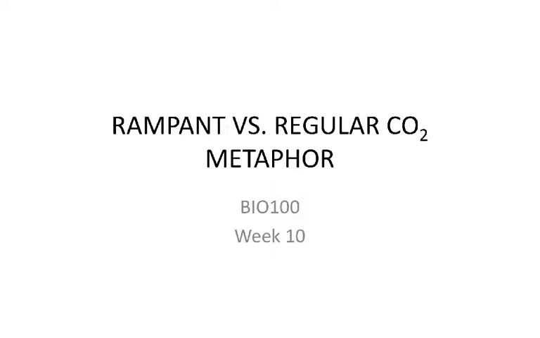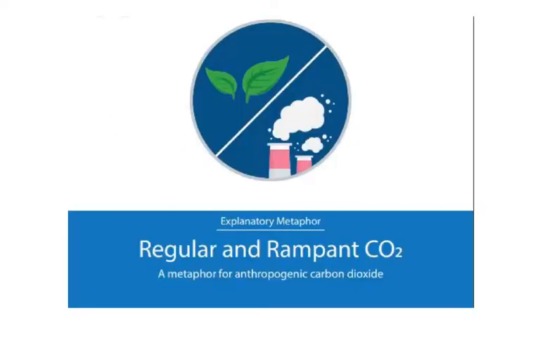The second metaphor that we're going to talk about in this module is related to carbon dioxide in particular. In the last one we talked about the heat trapping blanket. Here we're going to use the metaphor of rampant versus regular carbon dioxide. In this explanatory metaphor, this is a metaphor for anthropogenic carbon dioxide. So anthropogenic means human caused.